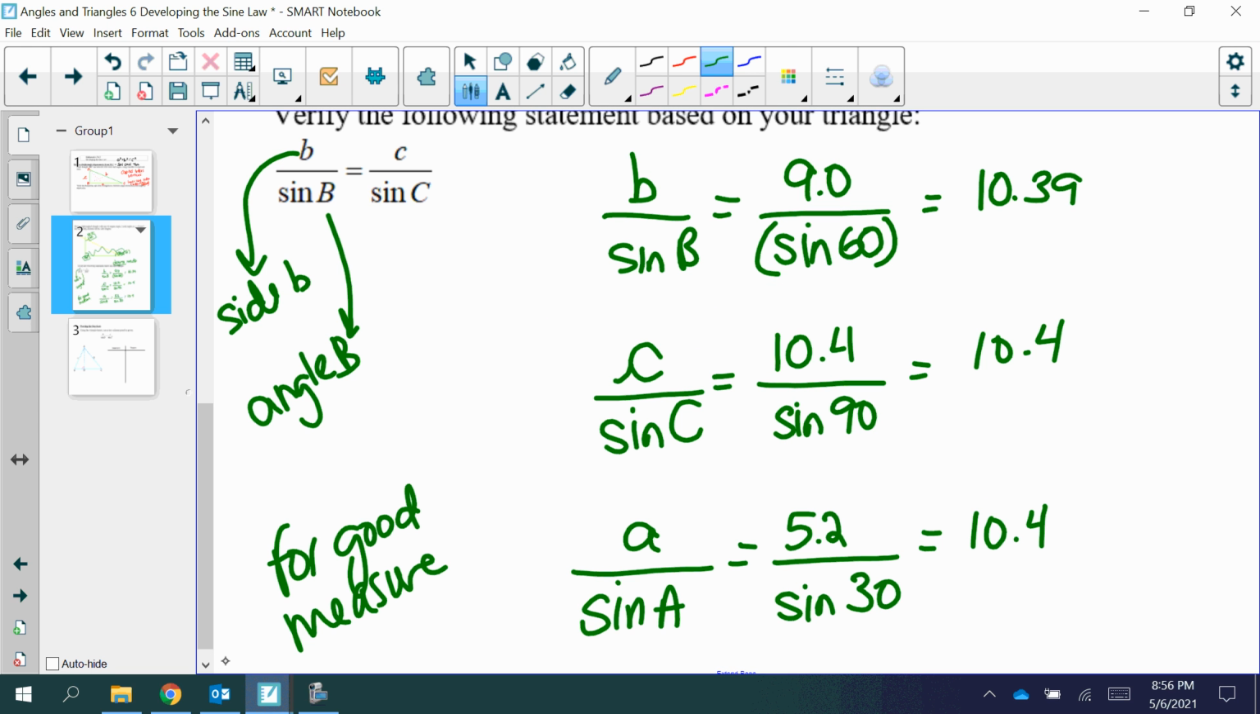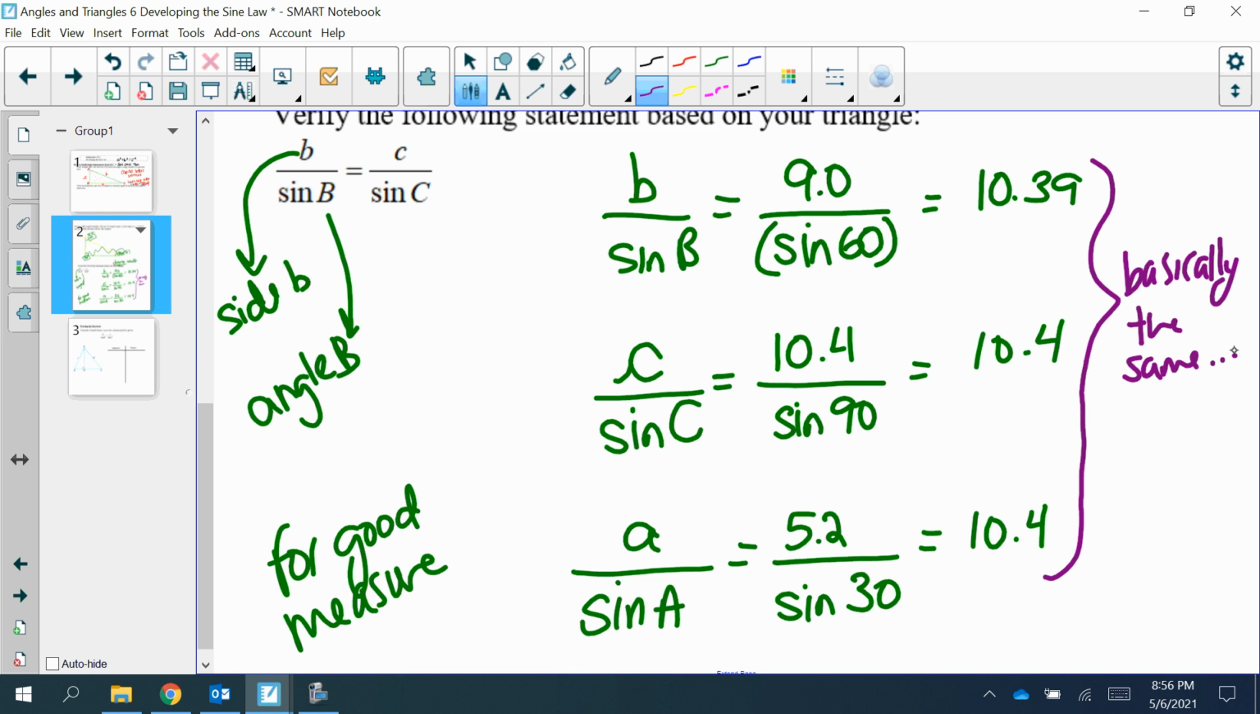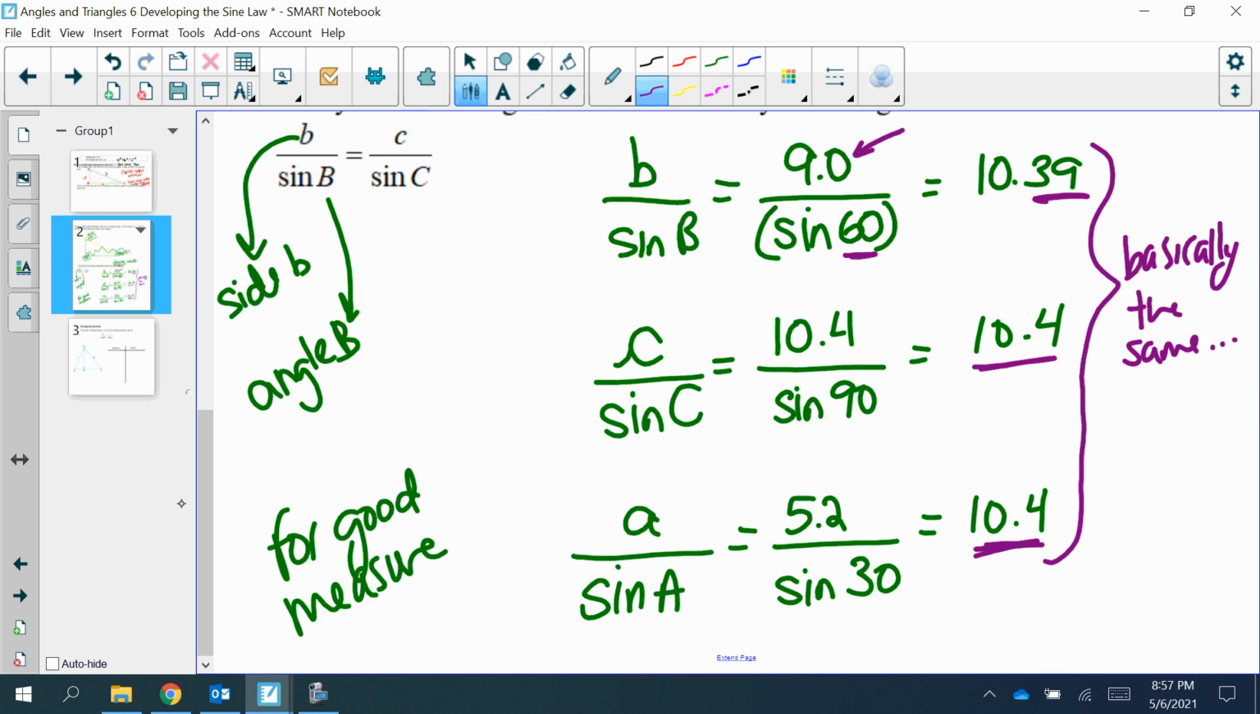Okay, so with this, we see these are basically the same. This one would round to 10.4. Maybe this angle wasn't exactly 60, or maybe this measure wasn't exactly 9.0. Maybe it was 9.03 or something like that, or 8.995. But you can see that it's essentially equal for all of those ones. So this is kind of a verification. It's not a proof. It's taking a specific example and seeing if this is true.